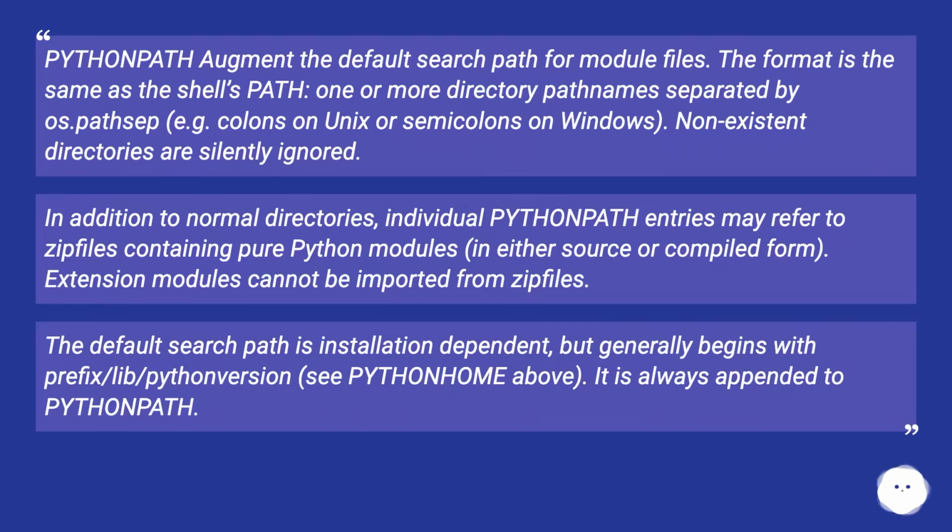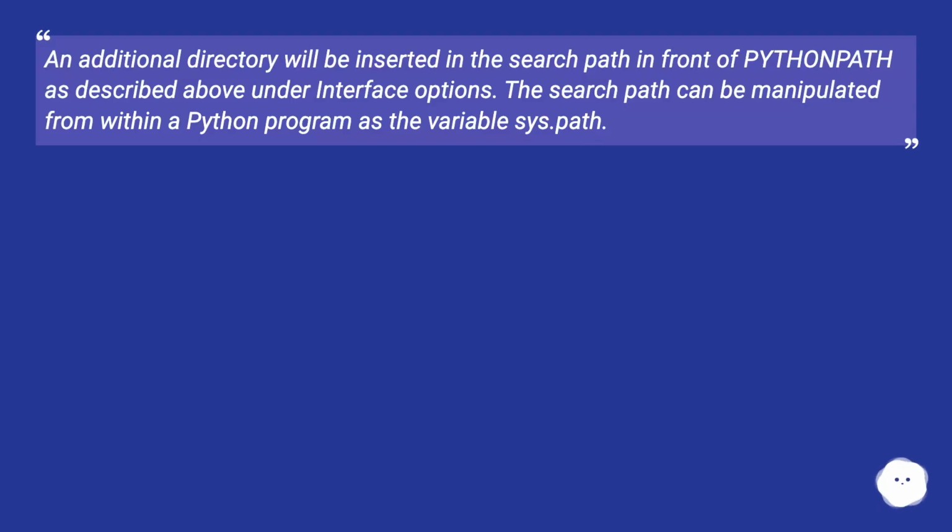In addition to normal directories, individual PYTHONPATH entries may refer to zip files containing pure Python modules, in either source or compiled form. Extension modules cannot be imported from zip files. The default search path is installation dependent, but generally begins with prefix/lib/python version. See PYTHONHOME above. It is always appended to PYTHONPATH. An additional directory will be inserted in the search path in front of PYTHONPATH as described above under interface options. The search path can be manipulated from within a Python program as the variable sys.path.